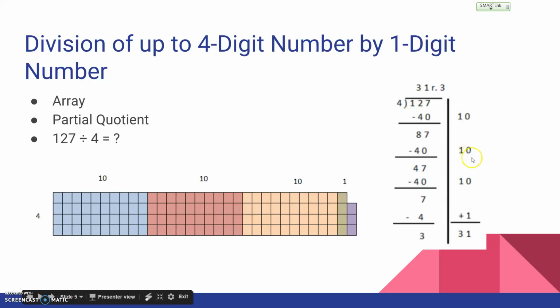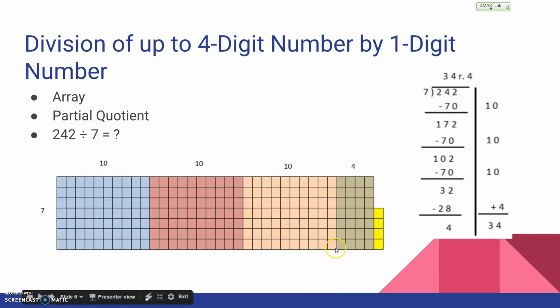So I add up all the groups I made. I made 10 plus 10 more plus 10 more, which is 30, plus 1 more is 31. So I made 31 groups of 4 with a remainder of 3, with 3 spaces left over where I couldn't make another group of 4.